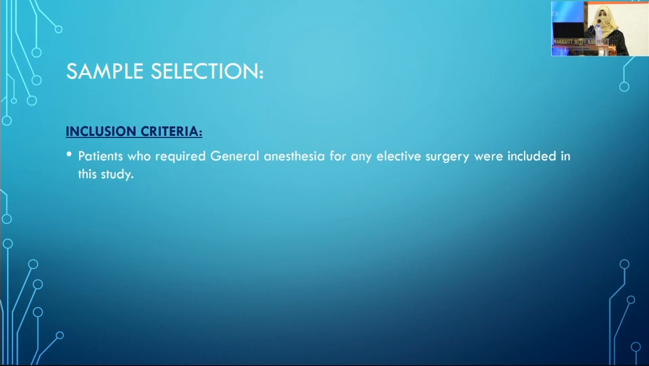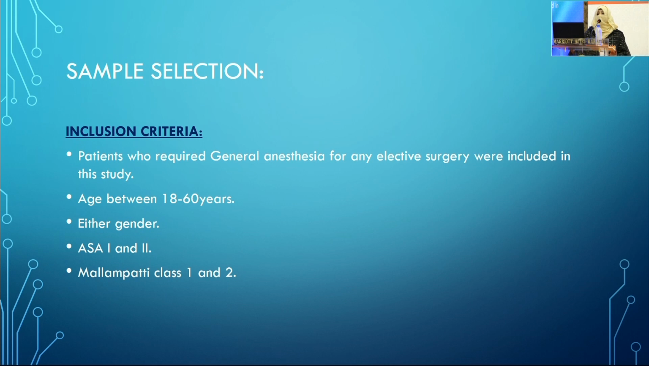The patients included in this study were those who required general anesthesia for any elective surgery, aged between 18 to 60 years, of either gender, ASA 1 and ASA 2 patients. The Mallampati classification of those patients was 1 and 2, and the BMI was between 18 to 30 kg per meter square.